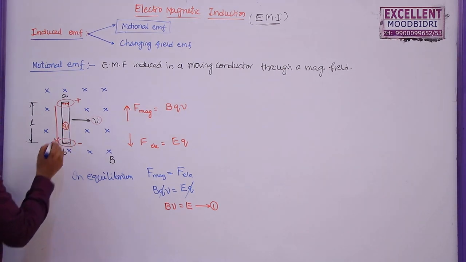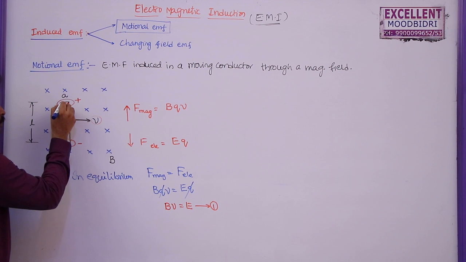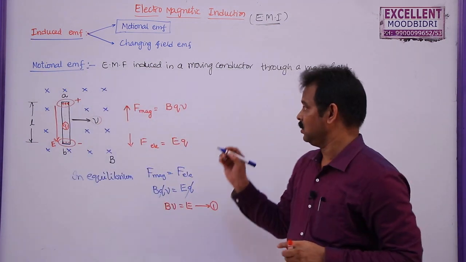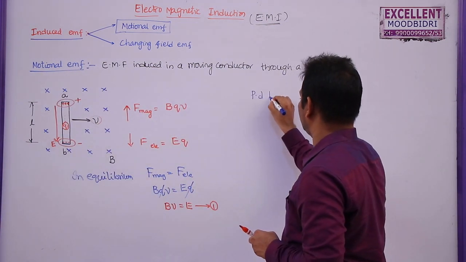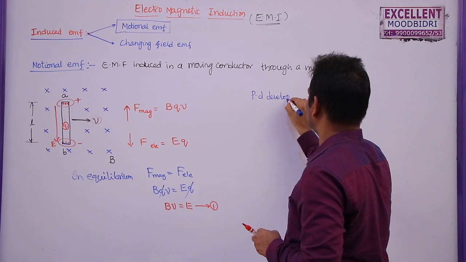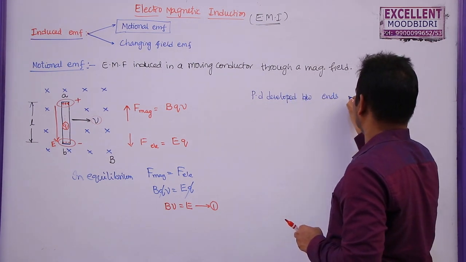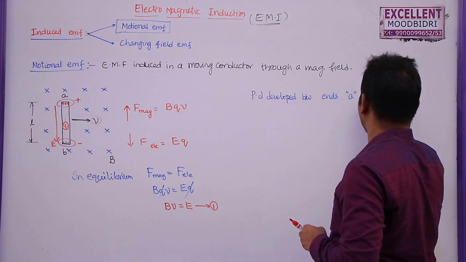Now, after this, what is the potential difference between this end and this end? The potential difference produced between these two ends is given by, here I am going to write, PD developed between ends A and B.